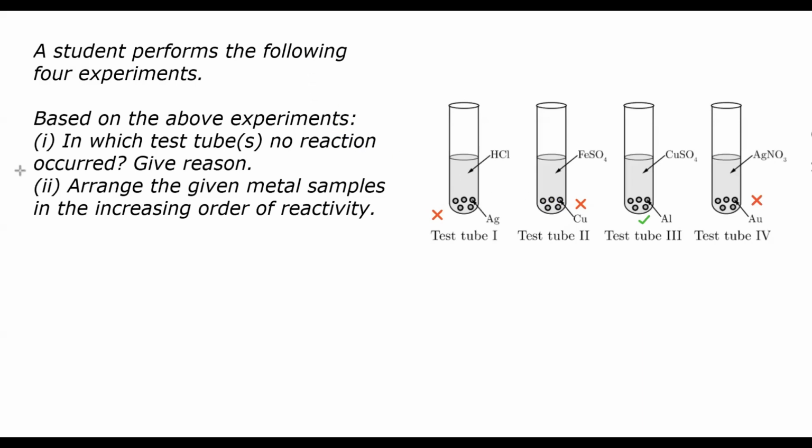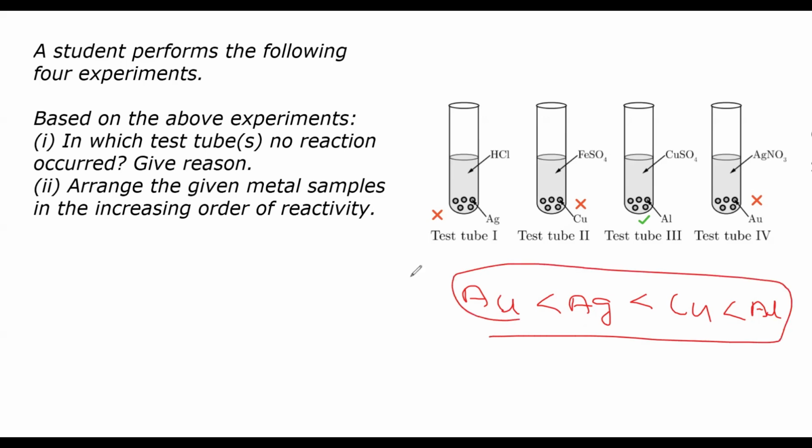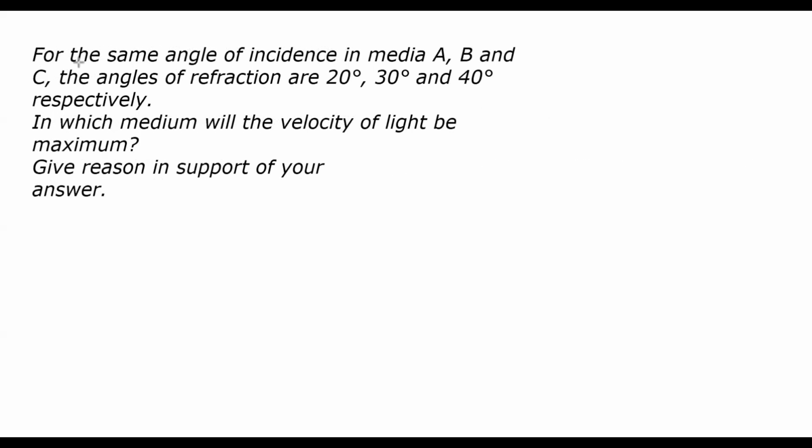Now, if I read, it says arrange the given metals in increasing order of reactivity. So from least reactive to most reactive. So it should be what? Gold is least reactive in this activity series. Ag is the next most reactive, and after Ag it is copper, that is Cu, and next to copper is aluminum. So this is the increasing order of their reactivity.